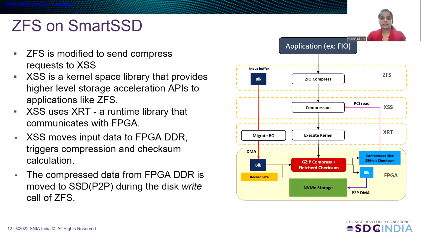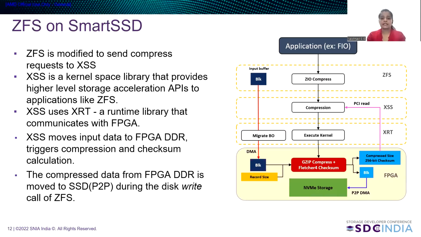Now let's see an in-depth flow of how the compressed requests from ZFS are handled. The requests from ZFS are transferred to XSS. XSS is an intermediate kernel space library that provides higher level storage acceleration APIs to applications like ZFS. XSS in turn uses XRT APIs. XRT is a runtime library which provides APIs to discover the accelerated devices like SmartSSDs, load FPGA kernels, allocate memory in FPGA, execute compute kernels, and transfer data to or from FPGA DDR.